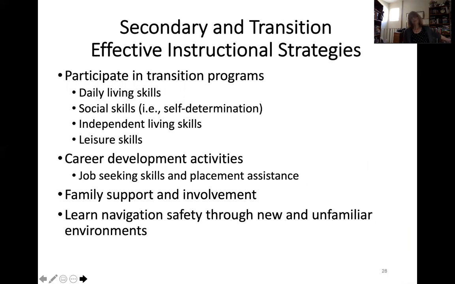When we talk about secondary school and then transition into adulthood, again, it's what we've spoken about across the board with all of our learners. Daily living skills. What are the social skills that they need to be successful? Are they going to be able to be independent livers, and what we need to do to be able to do that? Seeking jobs, seeking out family support and involvement, and learning how to navigate safely through unfamiliar and new environments.